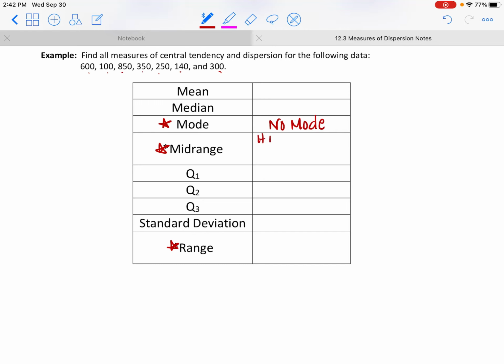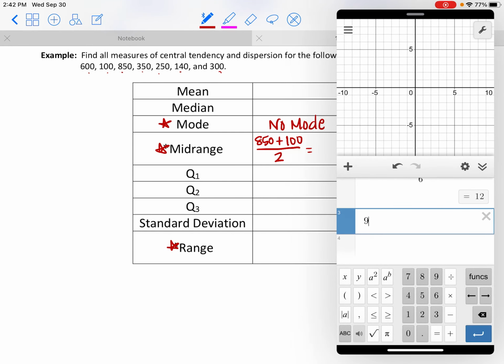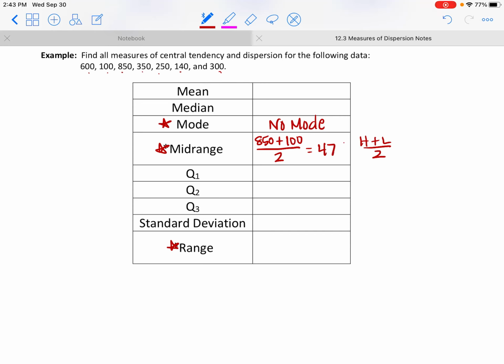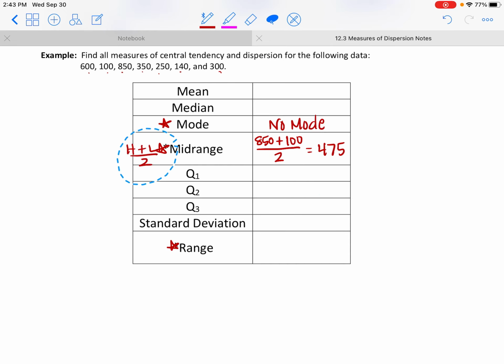Mid-range is the highest plus the lowest divided by 2. So in this case, let me just put that over here. This is highest plus the lowest divided by 2. So in this case, the highest is 850, and the lowest is 100, and then that gets divided by 2. So let's see, 950 divided by 2 is going to be what, 475? 950 divided by 2, 475. So 475 here.